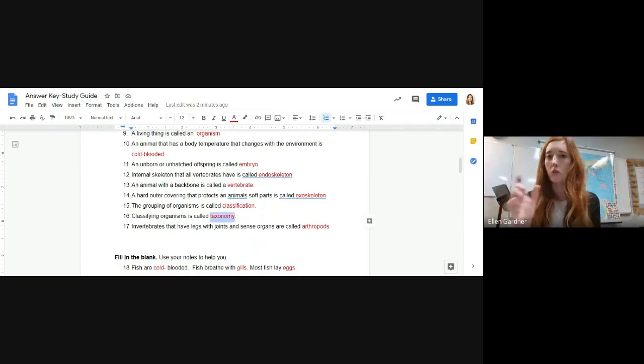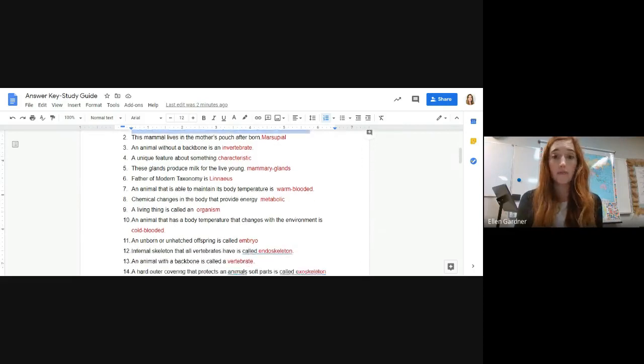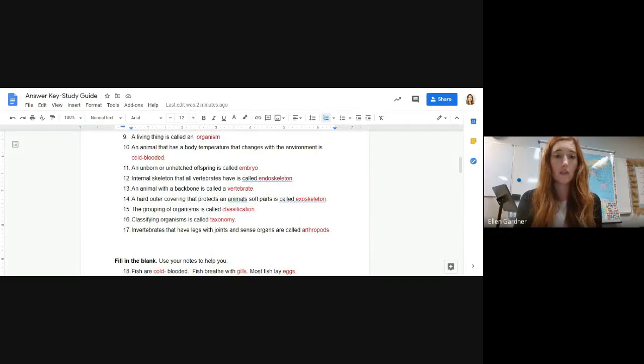So be careful with these, and I'd say it would be good to maybe even make a little index card like we do for roots of some of these that are similar, like to group and study the relationship between organisms. That is to classify. This one's kind of similar. The grouping of organisms is called classification.